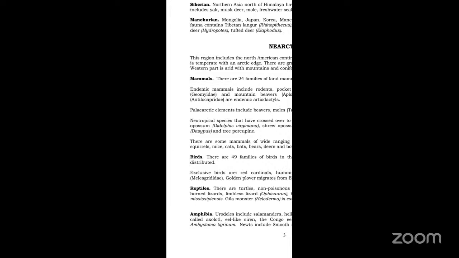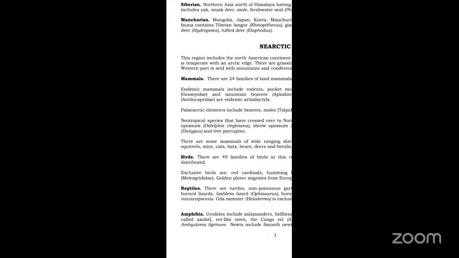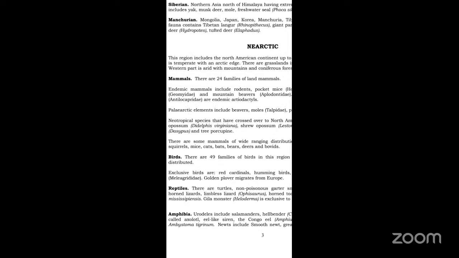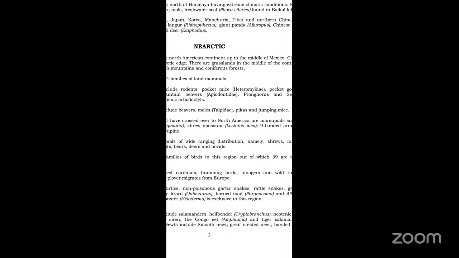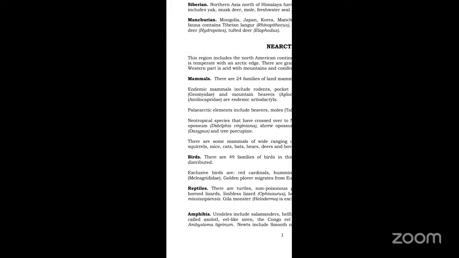Now coming to the birds. They say that about 49 families of birds are present in this particular region, out of which only 39 species of them are widely distributed. Now, the birds found exclusively here are red cardinals, hummingbirds, then you have tanagers as well as wild turkeys, and golden plover, which have migrated from Europe. So these are some of the birds. So what are those birds which are exclusively found in this particular region? They include the red cardinals, hummingbirds, tanagers, and you have the wild turkeys.